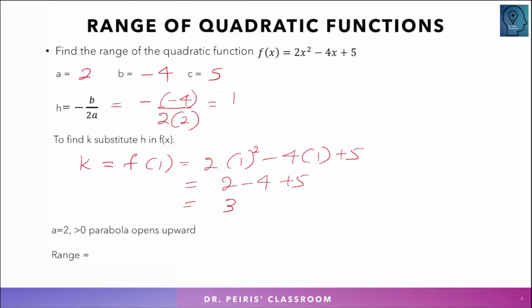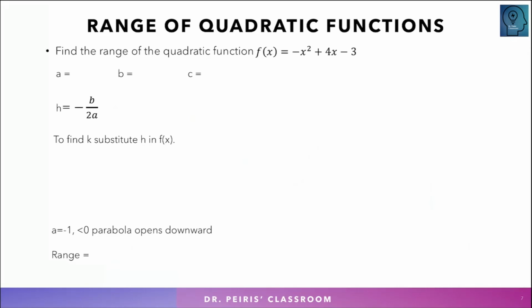So we found the h comma k as 1 comma 3, and the value of the a is equal to 2, which is greater than 0. So the parabola opens upward like this, and here is the vertex 1 comma 3. So which means the range is from 3 to infinity. 3 to infinity, and the 3 has a square bracket because that is within the range.